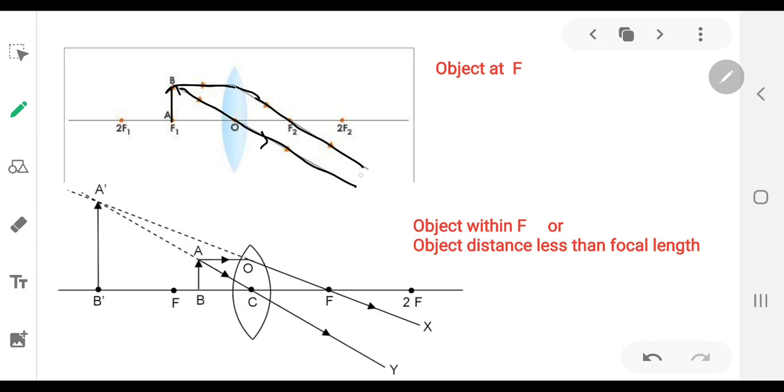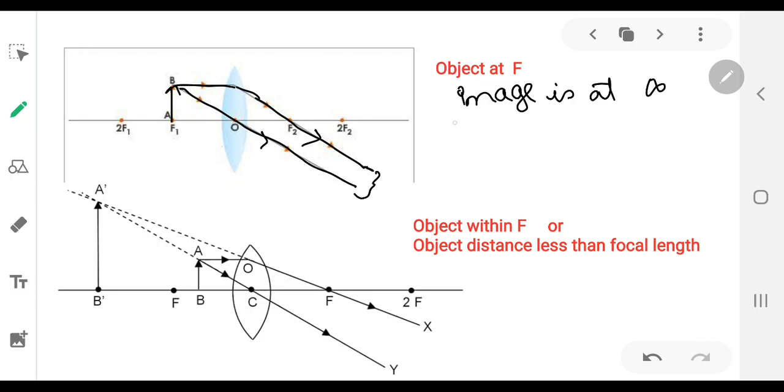Now look at these two refracted rays. They are parallel to each other. If they are parallel to each other, they never meet, or they meet at infinity. So you can say when the object is at f, the image will be at infinity.